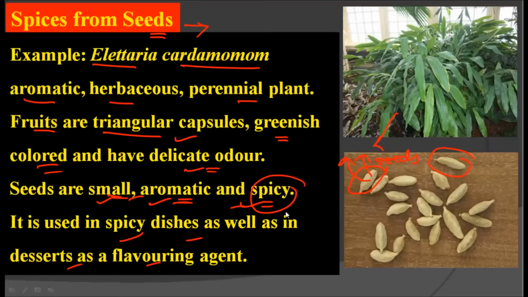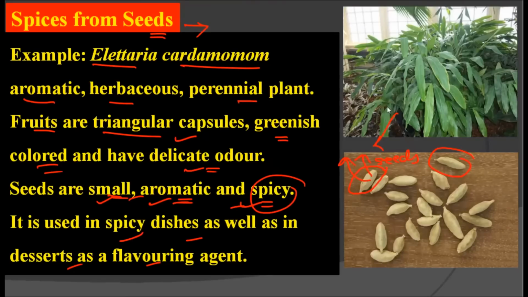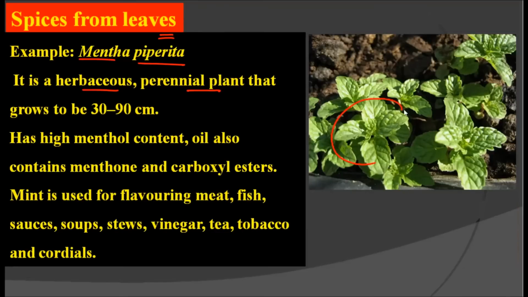Next we have the spices from the leaves. An example for this is Mentha piperita. It is an herbaceous and perennial plant. You can see in the picture that the leaves of this plant are directly used as a spice. It is an herbaceous perennial plant that grows up to 30 to 90 centimeters in height. It has a very high content of menthol. Menthol is the chemical constituent of Mentha piperita, which is found in very large quantity in the mint plant.